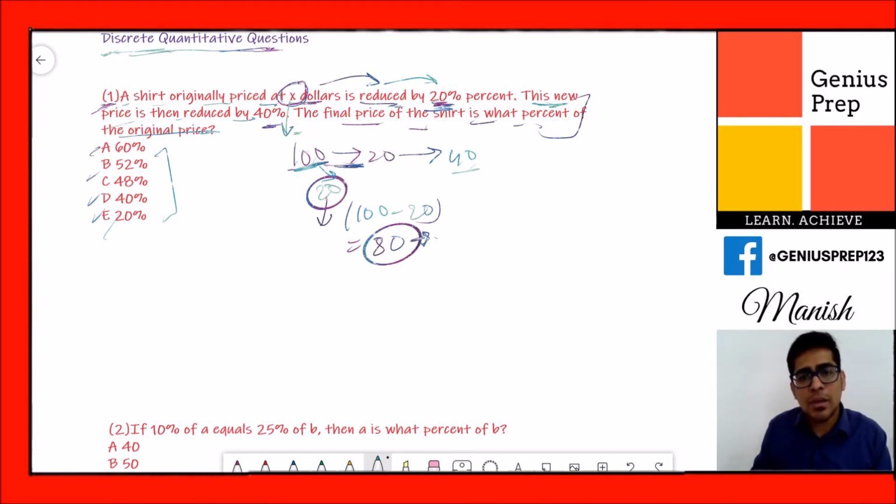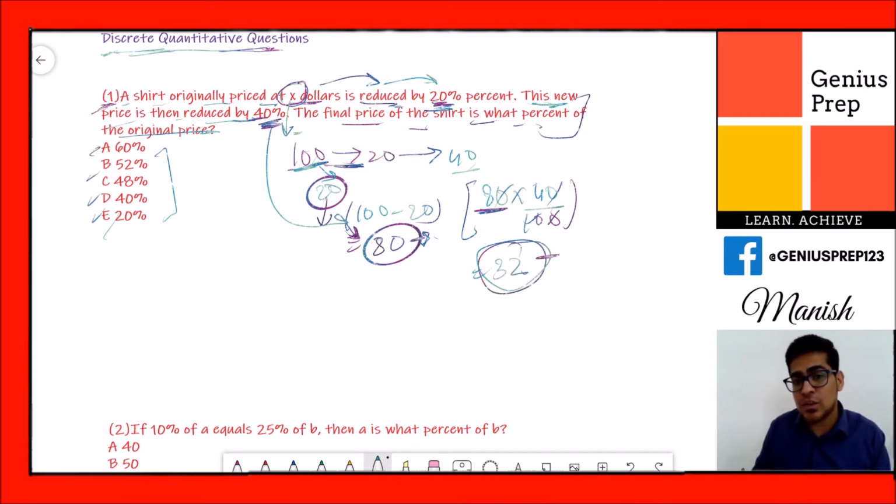Then this new price is reduced by 40%. This 40% is from this 80. This is not from 100, this is from 80. So the new price we will calculate based on 80. When you calculate, 40% of 80 is 32. This is the discount he's giving, so this is not the price. The price will be 80 minus 32, which is equal to 48. So 48 will be the new price of this shirt.